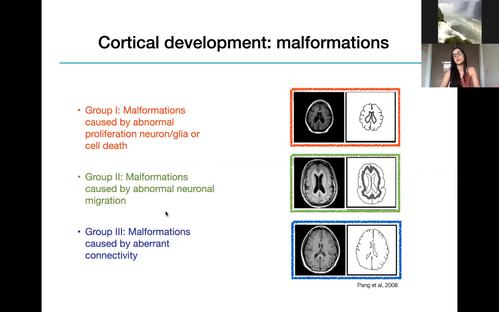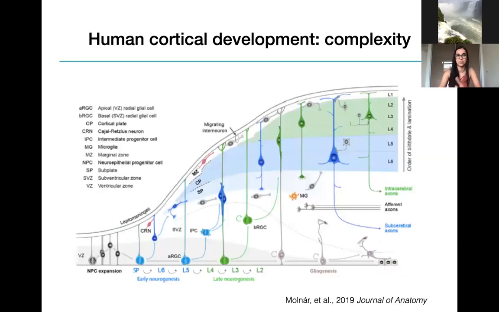And the third group of malformations can be related to aberrant connectivity. So for instance, when you have a nonfunctional connection between the 2 hemispheres, like when you don't have the corpus callosum. I'm going to talk more about the corpus callosum in a second. But human development is very complex.